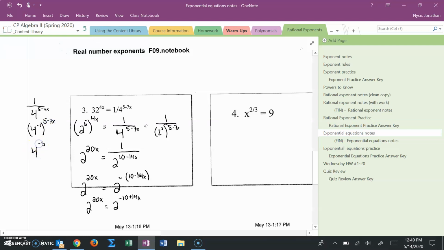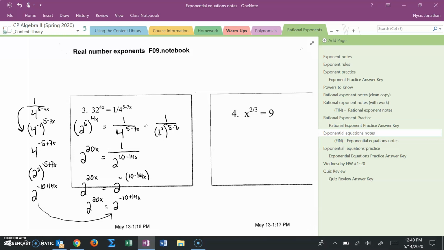You have 4 to the negative 5 plus 7x. And then you can rewrite 4 as 2 squared, negative 5 plus 7x. And you'd have 2 to negative 10 plus 14x. Again, that's on the left-hand side. And that just jumps in right to there. So again, if this seems easier, just rewriting the 4 as a negative 1 right away, that's perfectly fine. If you want to change it to powers of 2 and then change it to negative, that's fine. So it's really up to you there in terms of what you'd like to do.